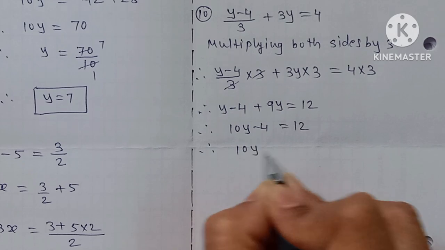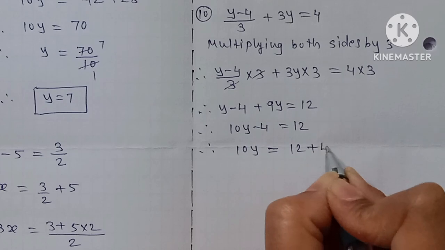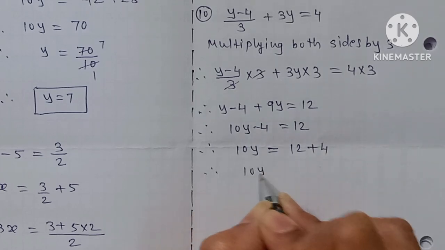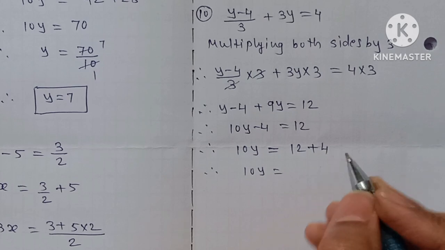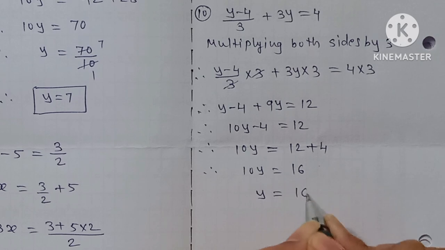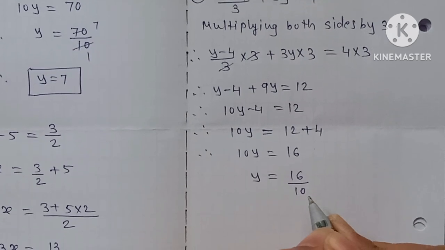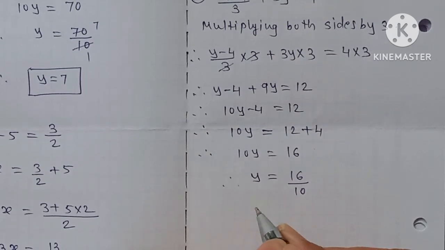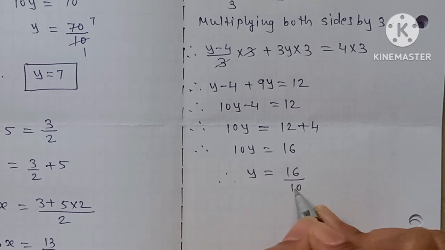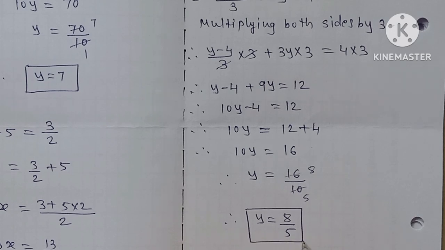Now 10y is equal to 12. This 4 is negative. It goes to opposite side positive plus 4. 10y is equal to 12 plus 4. 16 means y is equal to 16. This 10 is multiplied. Goes to opposite side divide means 16 upon 10. Now both are divisible by 2. 2 5s are 10. 2 8s are 16. Therefore y is equal to 8 upon 5.